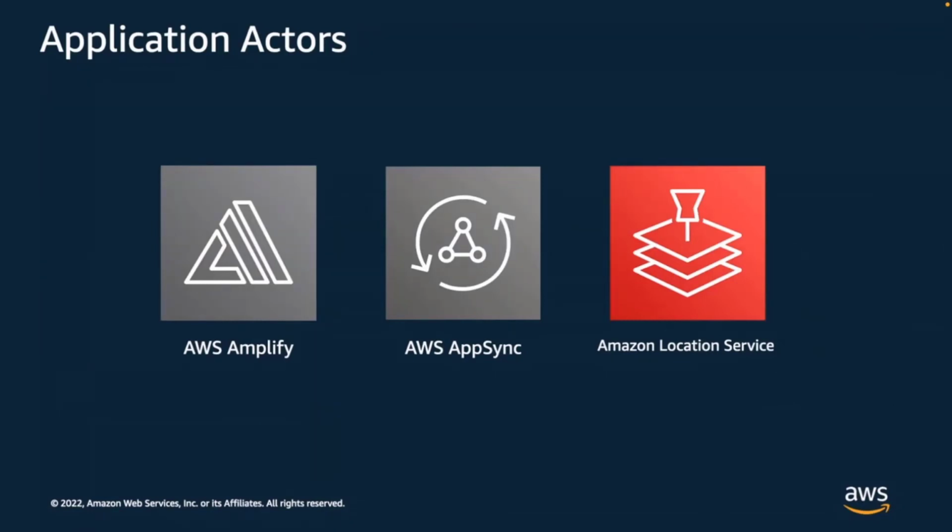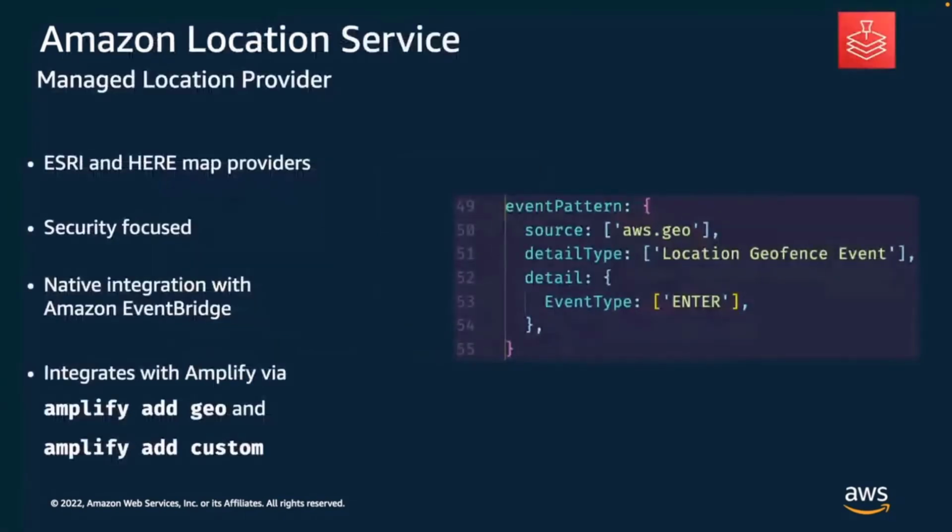Now, Amazon Location Service is a managed location provider. It integrates very well with existing known industry leaders such as Esri and Here to provide maps inside of our application. In addition, it has a focus on security, meaning the data and the locations that you create stay within your AWS account. We don't send them off to any third-party providers.